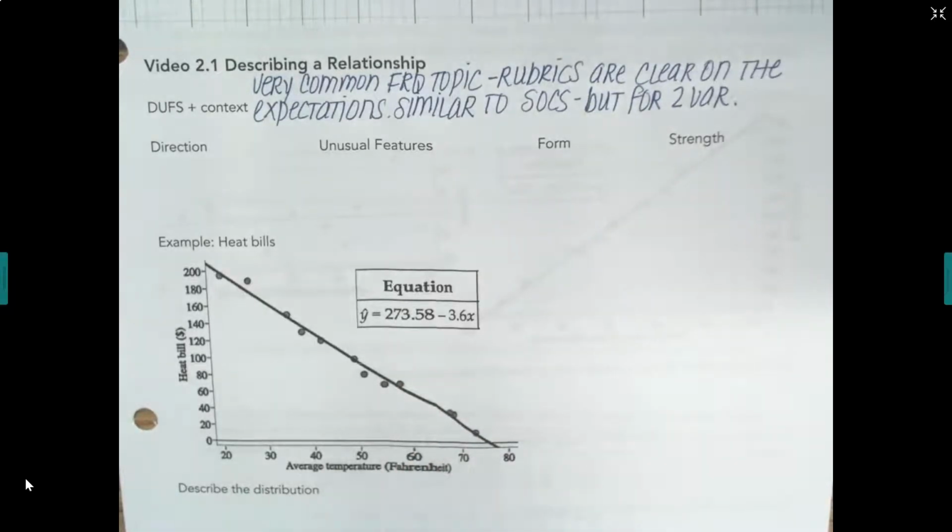Asking questions and describing the relationship between two variables is a very common FRQ topic. The rubrics are very clear on the expectations, so everything I'm telling you today is part of those expectations. It's very similar to our SOCS, but for two variables, and SOCS is for one variable. All right, so let's take a look.